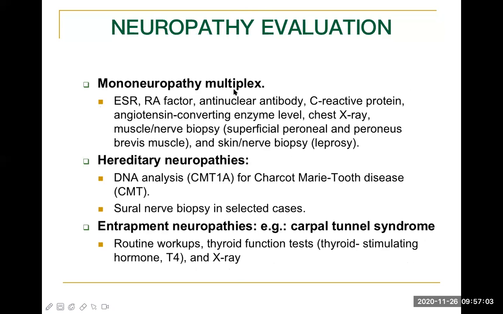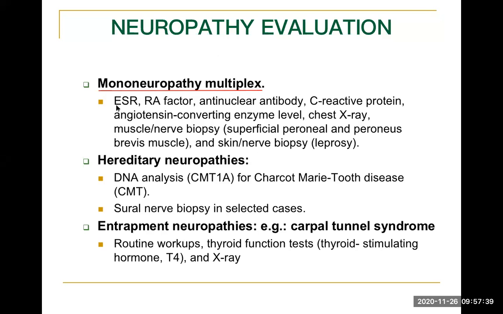Now, if mononeuropathy multiplex is suspected, then we go for this type of investigation. What do you mean by mononeuropathy multiplex? This means involvement of nerves in more than two important areas, and those areas are distinct from each other, meaning they are apart from each other. So two important nerves should be involved, and that is usually asymmetrical here and there. This is known as mononeuropathy multiplex.